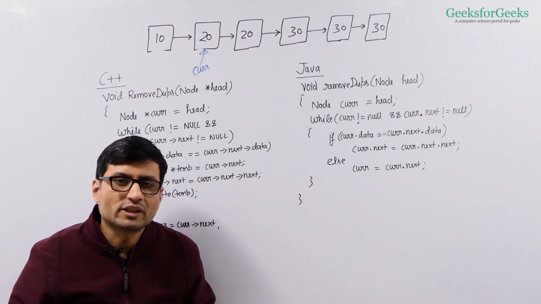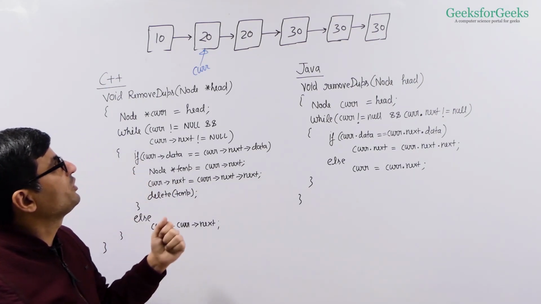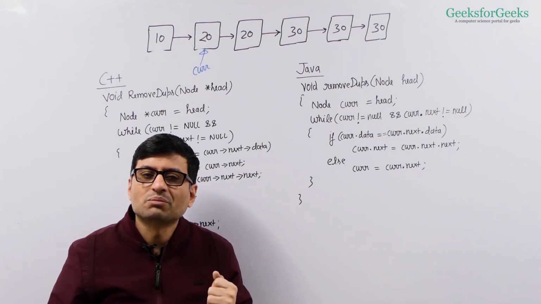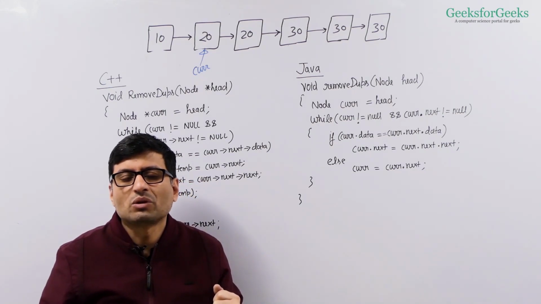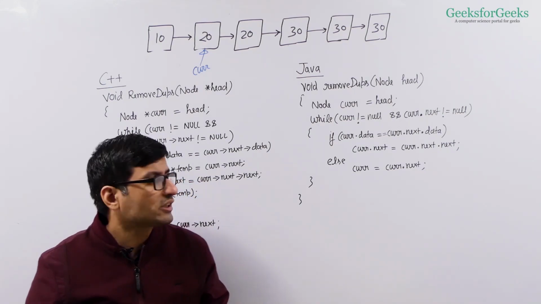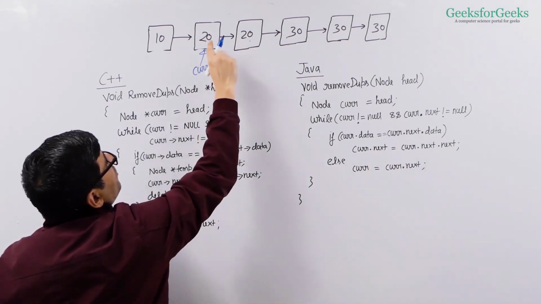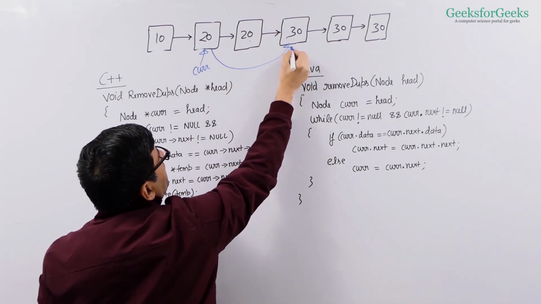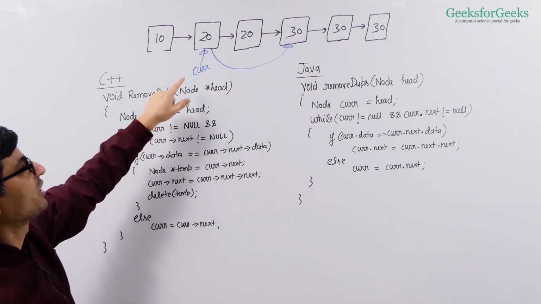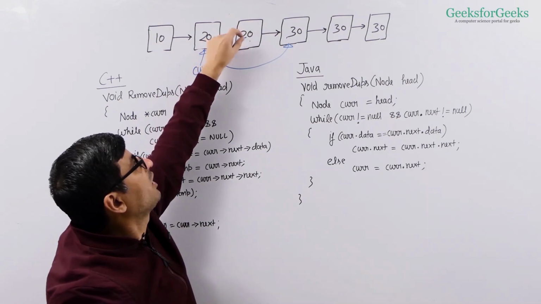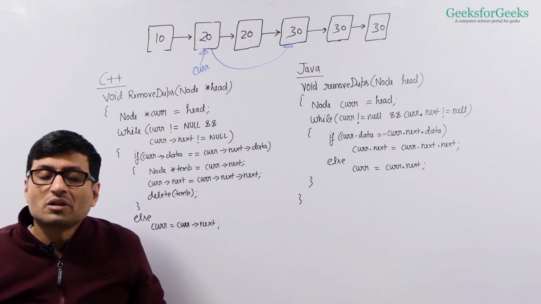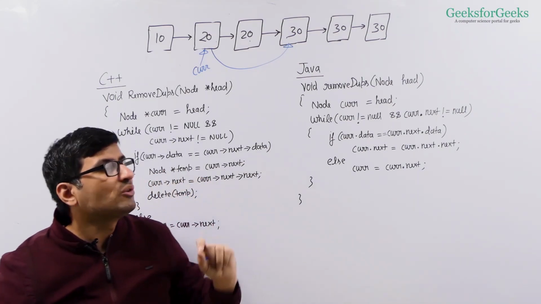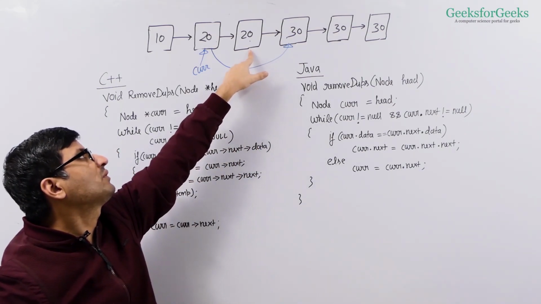Now how do you remove current's next? To remove the current's next, it is super simple in Java. In Java, you need to simply do current.next equal to current.next.next. That's what we have done. We move this pointer from here to here. Right? That's what we do in Java. We simply take this node out of the linked list. Java automatically does garbage collection, so we do not need to worry about freeing memory for this.